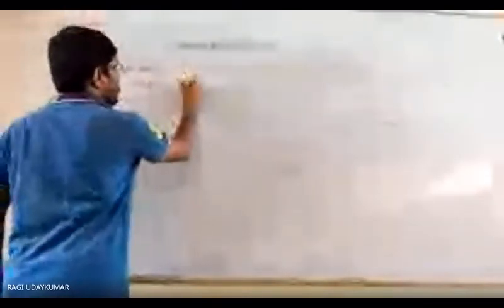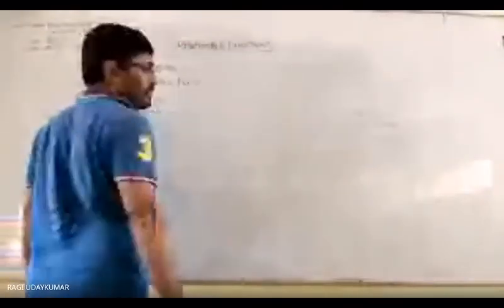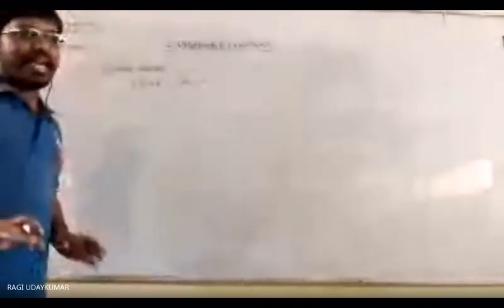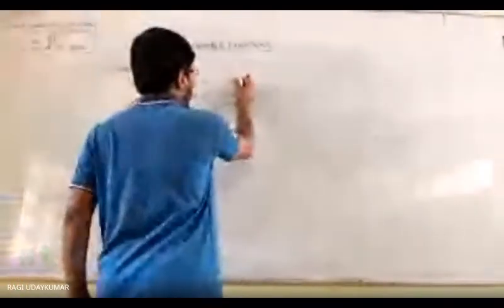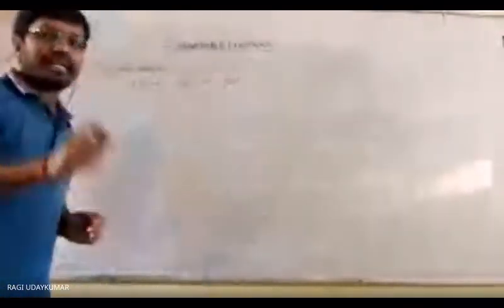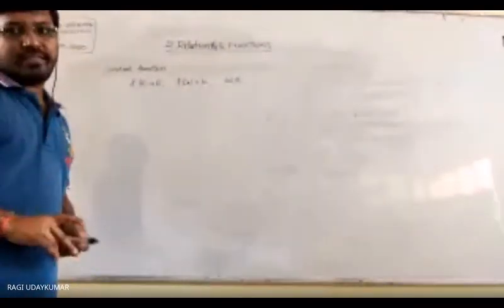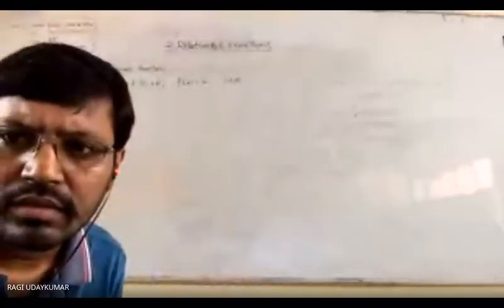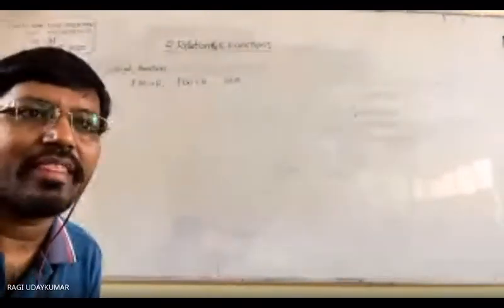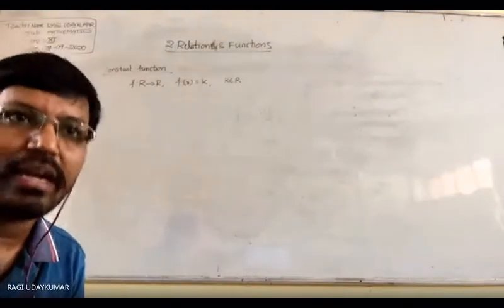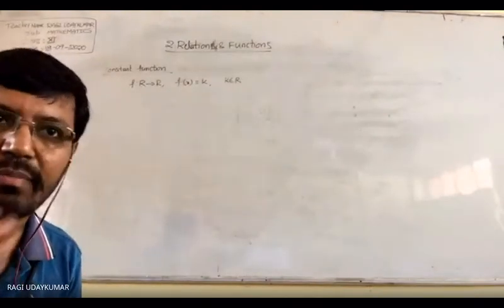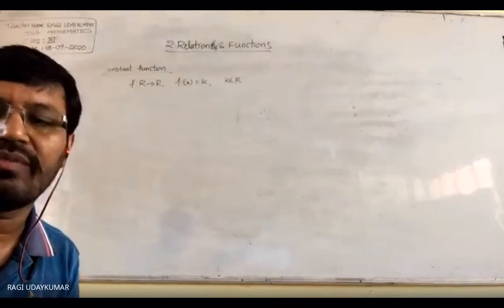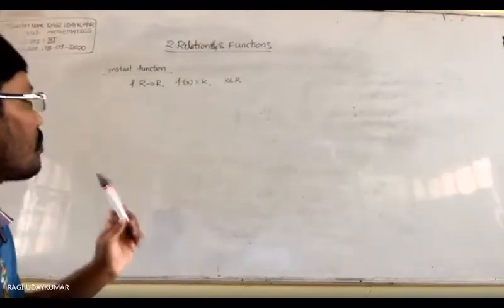Constant. Already I told you the constant function is nothing but f defined from the real numbers to the real numbers, with f of x equals some k, where k belongs to the real numbers. That means whatever element you take, it is mapped to k. Another name for a function is a mapping also. We can call it a mapping, and this is a constant. So whenever you consider this, the function is called a constant function.